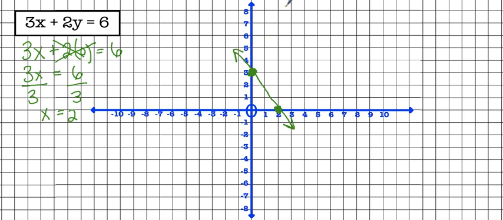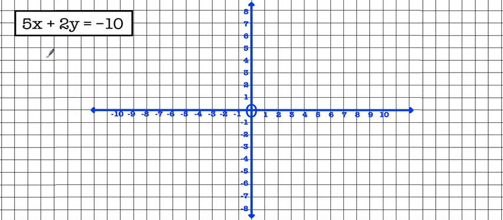So standard form is very useful because it's very easy to find our x and our y-intercept, and we could just plot those two. So remember, this is our y-intercept, 0, 3. Our y-intercept is when x is equal to 0, and our x-intercept is when y is equal to 0. So we have 2, 0. So our y-intercept is when x is equal to 0, and our x-intercept is when y is equal to 0.